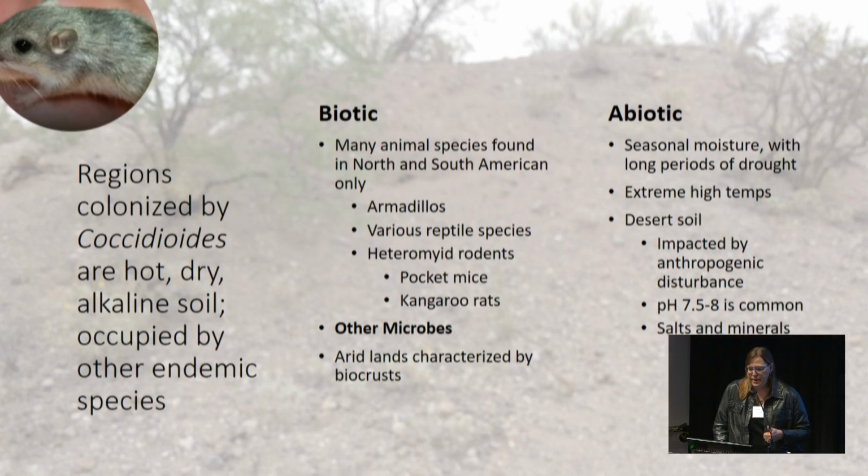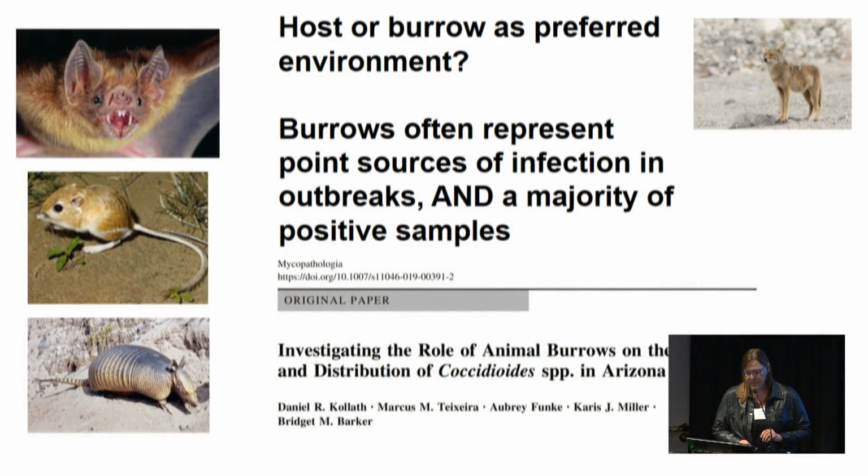There's seasonal moisture patterns. Obviously, we've talked a lot about temperature and drought. Desert soils themselves are very specific, so they have fairly high pH. There's a lot of salts and minerals that can be at very high concentrations in these desert soils. So this is ongoing work. We're really trying to understand what specifically is associated with cocci in these environments.